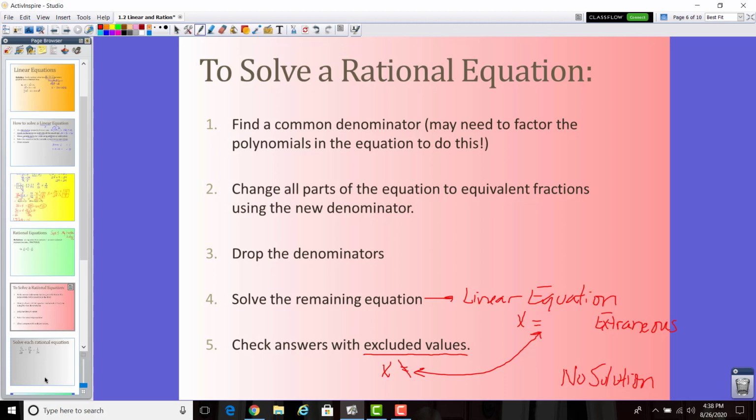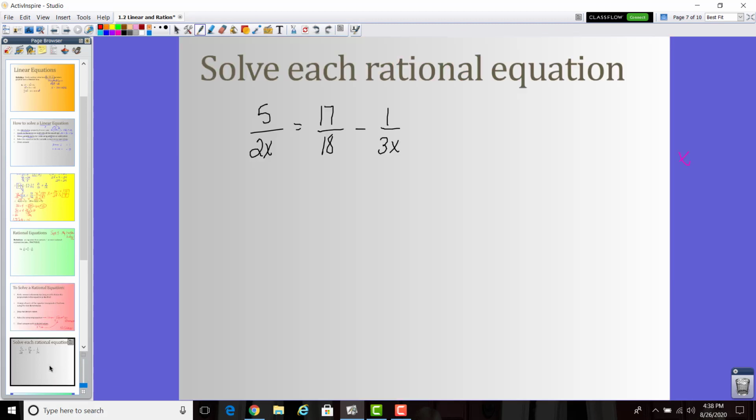So we're going to look at, I think, 3, maybe 4 examples of these. So here's our first one. Step 1, we need to find our common denominator. I said you may have to factor to do that. So I'm going to take each one of these denominators and I'm going to factor them.